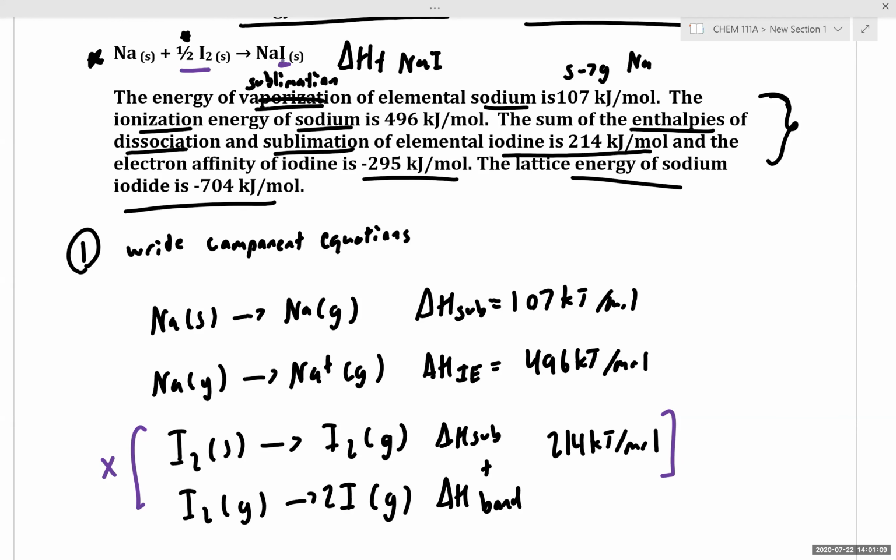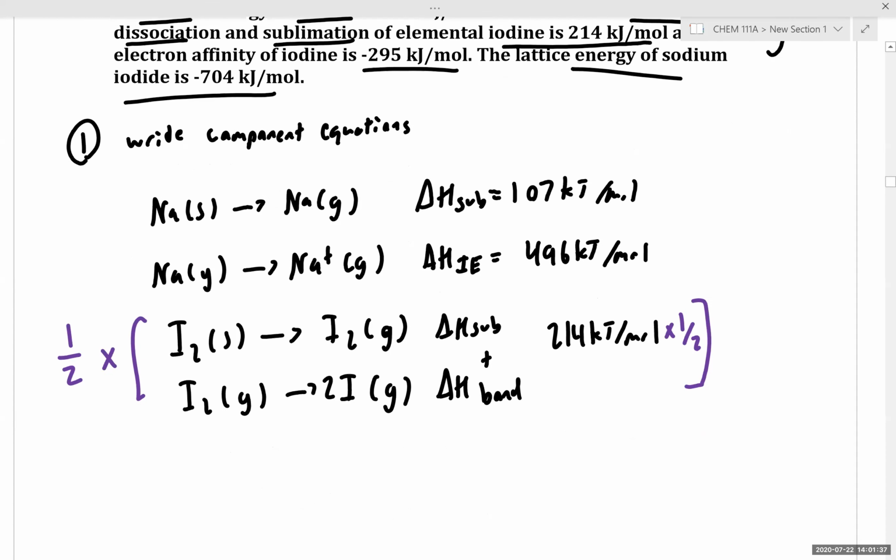2 or 1? 1. So then what do we have to do to this equation? What do we have to multiply our equation by? 1/2, exactly right. And in turn, that means our enthalpy gets multiplied by 1/2. Very good, perfect.